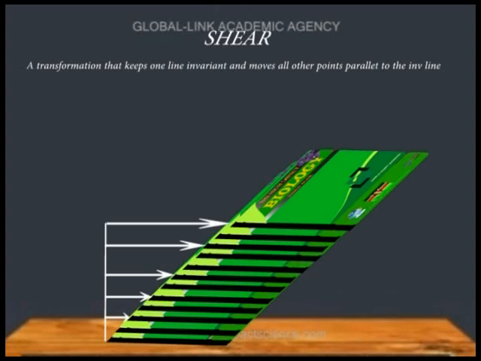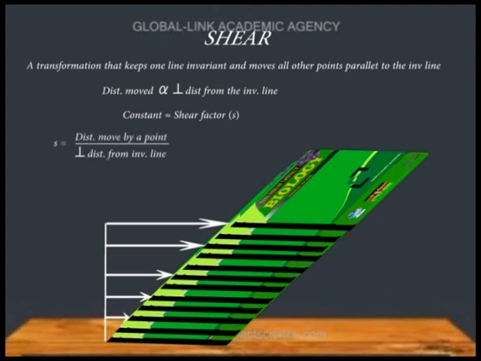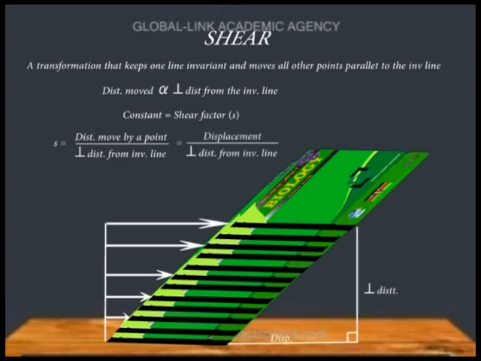In a shear, the distance moved by each point is proportional to its distance from the invariant line. The constant of proportionality in this relationship is called the shear factor. Let's call it S. S is equal to the distance moved by a point over the perpendicular distance of the point from the invariant line. We can make that simpler by saying S is equal to displacement over the perpendicular distance.